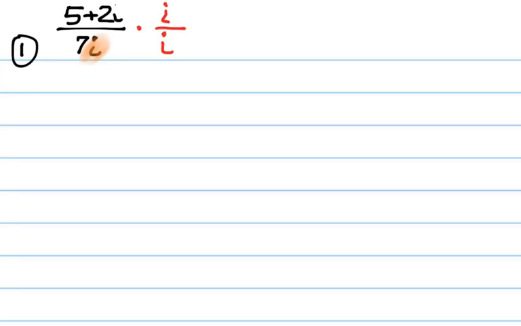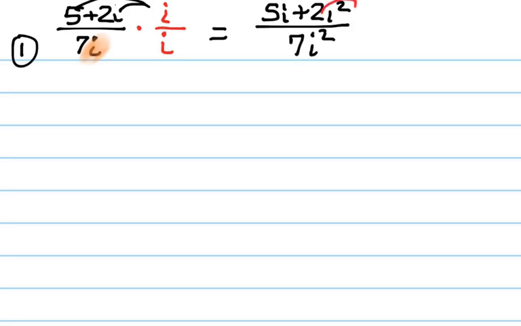So it didn't change the problem, but it's going to allow us to get rid of that square root in the denominator, because that's the only place we cannot have a square root, and i, being the square root of -1, counts as a square root in the denominator. So I am going to distribute to both pieces, and that's going to be 5i plus 2i squared, all divided by 7i squared. Then I'm going to simplify my i squareds by making them -1s, and then rewrite it.